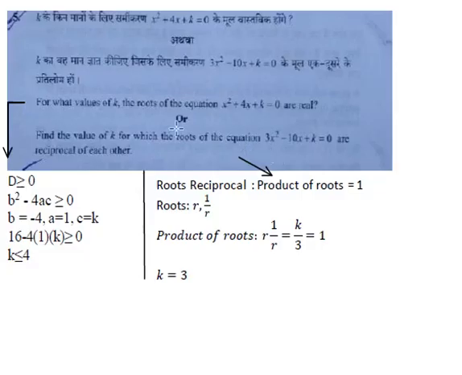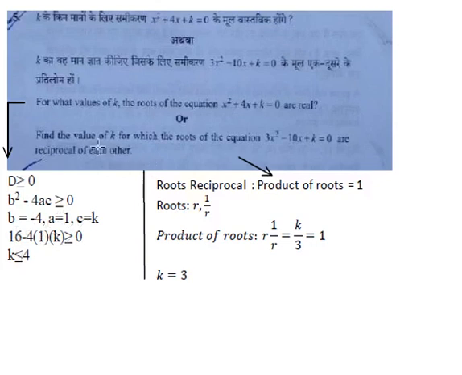In the fifth question, part 1, we have to find the values of k for which the roots of the equation x squared plus 4x plus k are real. For the roots to be real, D should be greater than or equal to 0. If D is equal to 0, the roots are equal but still real. D is b squared minus 4ac, where b is 4, a is 1, and c is k. We input the values, we get 16 minus 4k greater than or equal to 0. K should be less than or equal to 4.